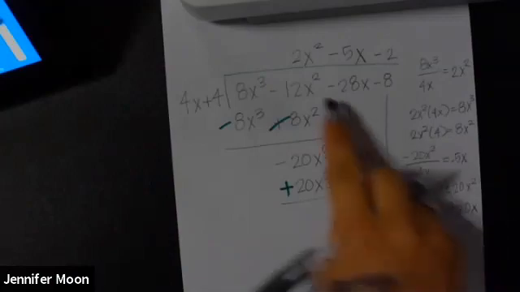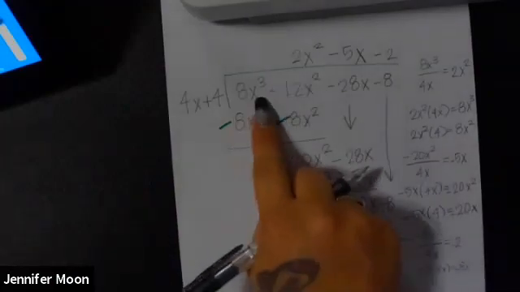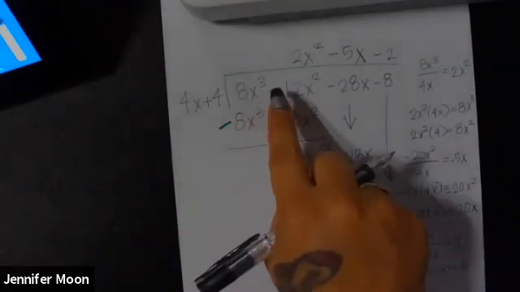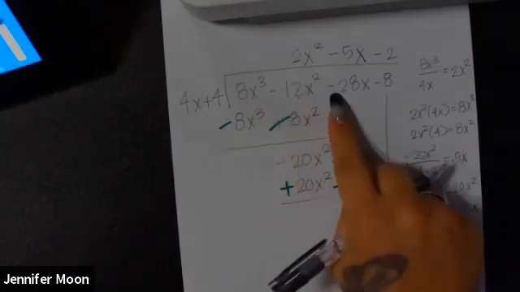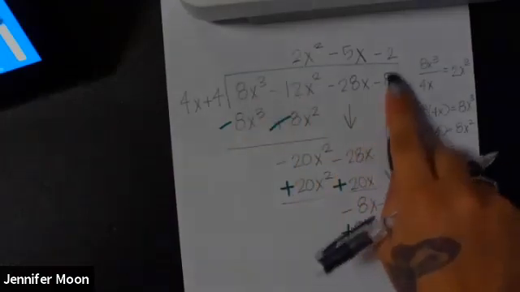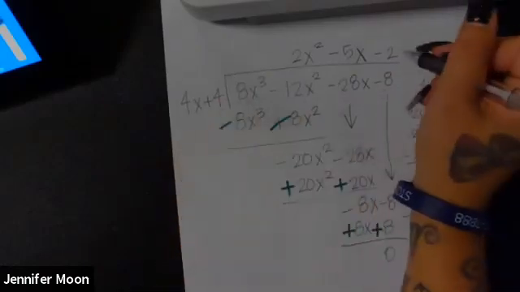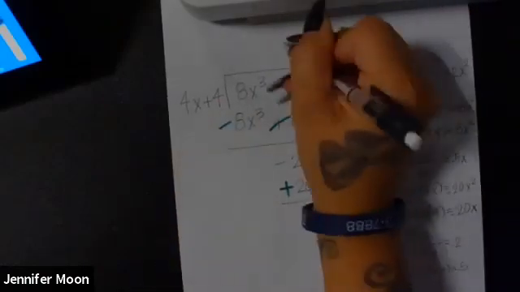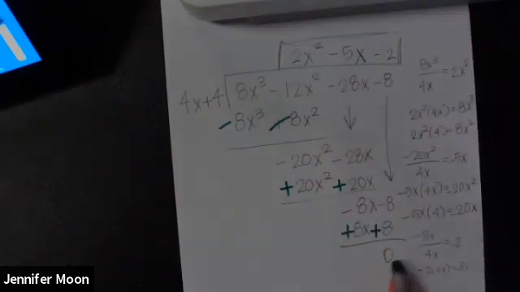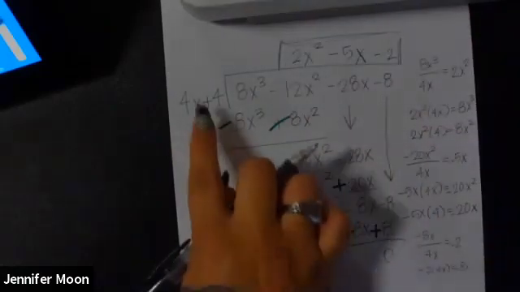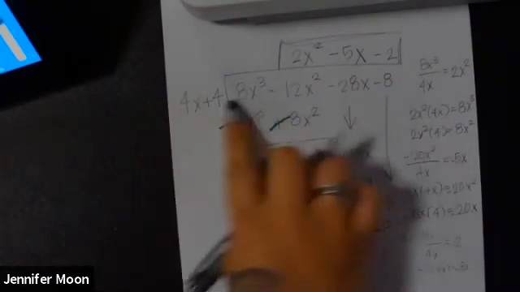So this is saying that if I have 8x cubed, negative 12x squared, negative 28x, negative 8 divided by 4x plus 4, my answer is just this quotient right here. I don't have anything else because my remainder was 0. This binomial equally divided this polynomial.